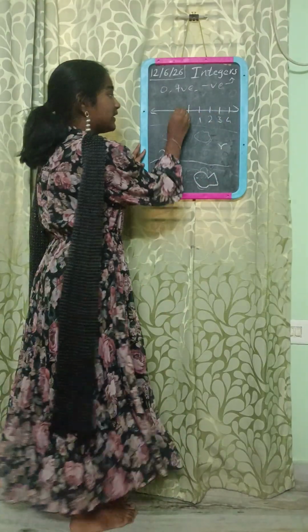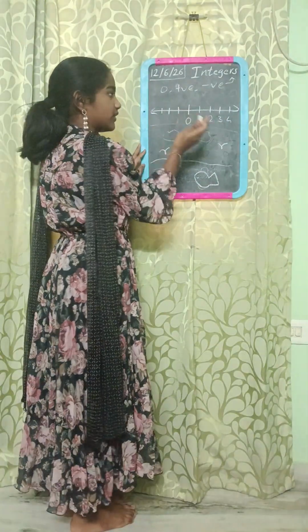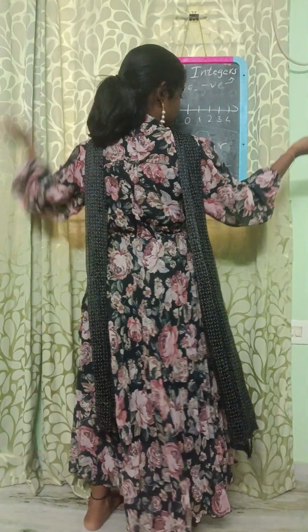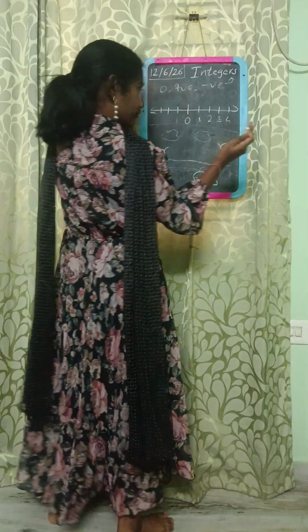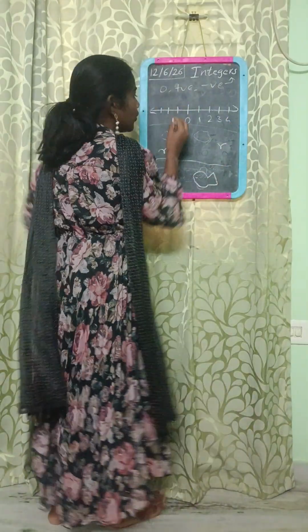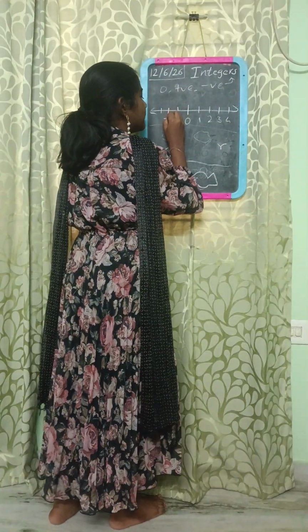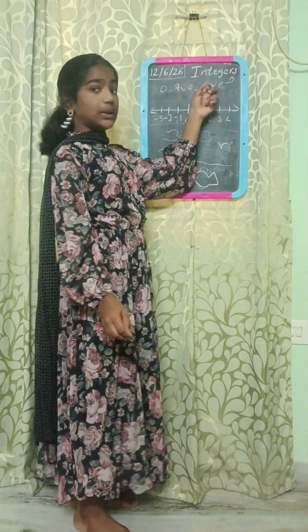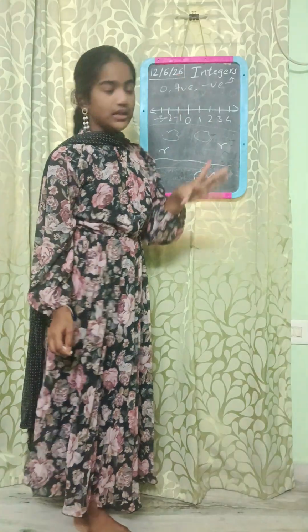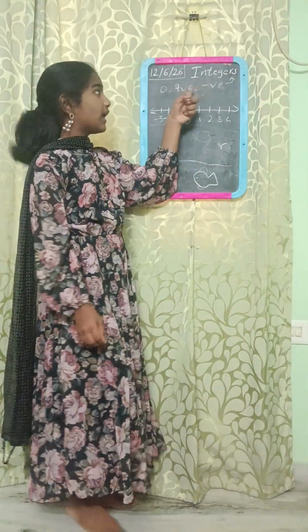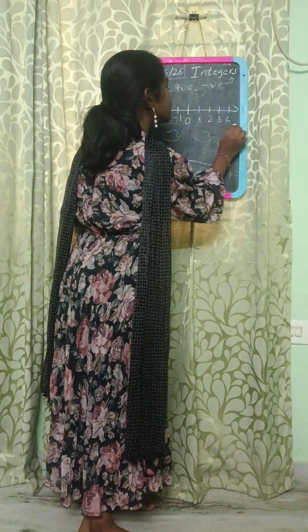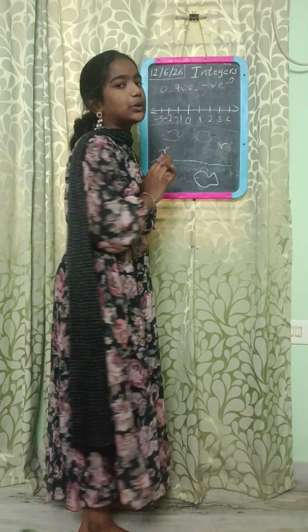And these which are to the left of 0 are negative numbers. We will be denoting those with minus, and positive with plus. So these are the positive numbers, these are the negative numbers.